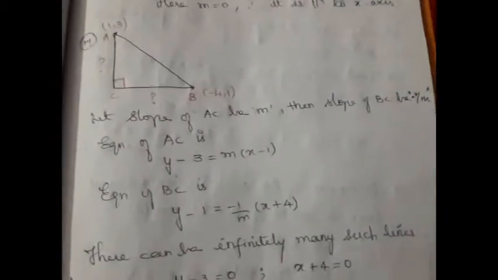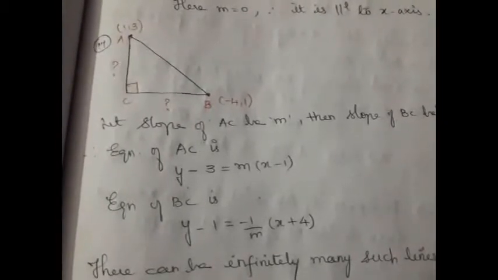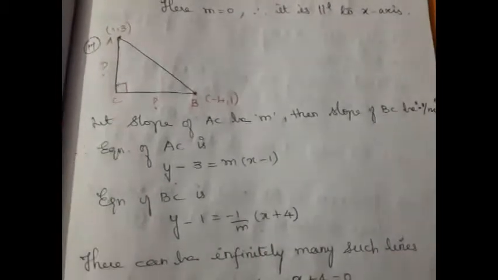Let me read out the question. The 17th question is: the hypotenuse of a right-angled triangle has its end points at (1, 3) and (-4, 1).